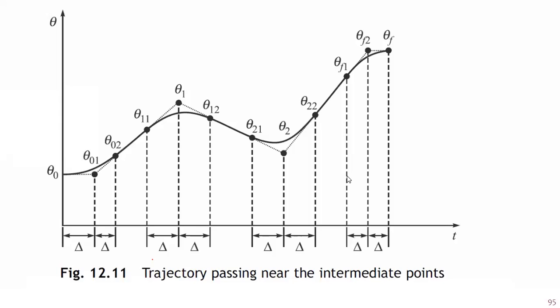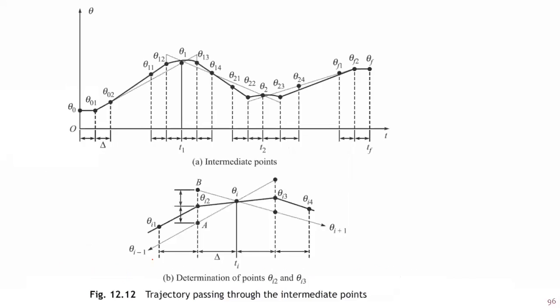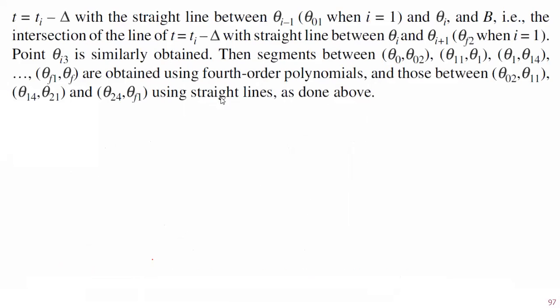See that this is the figure, trajectory passing near the intermediate points. T is equal to Ti minus delta with straight line between theta I minus 1, that is theta 0 1 when I is equal to 1, and theta I, and B, that is the intersection of the line of T equal to Ti minus delta with straight line between theta I and theta I plus 1. Theta f2 when I is equal to 1, theta I3 is similarly obtained.